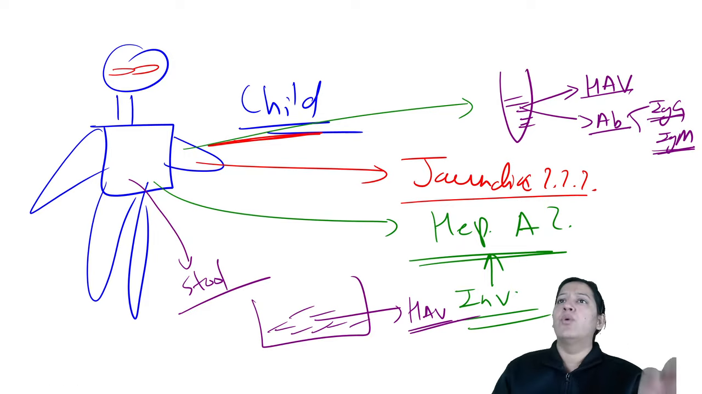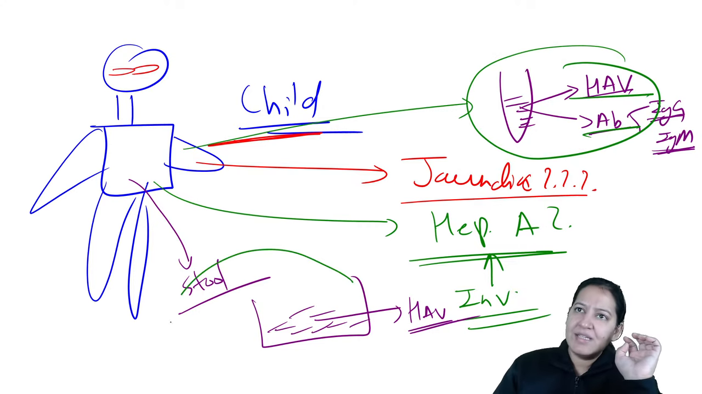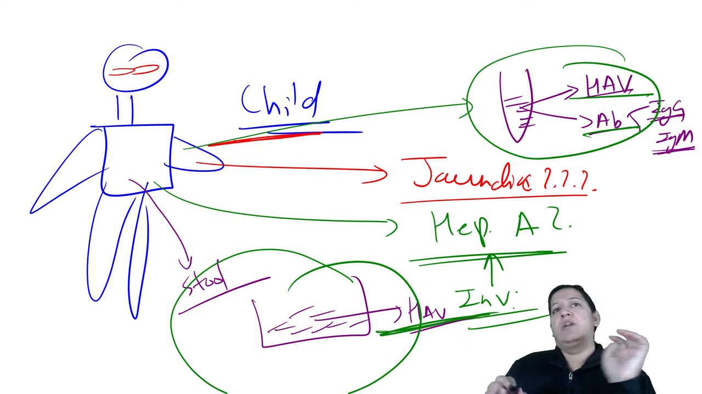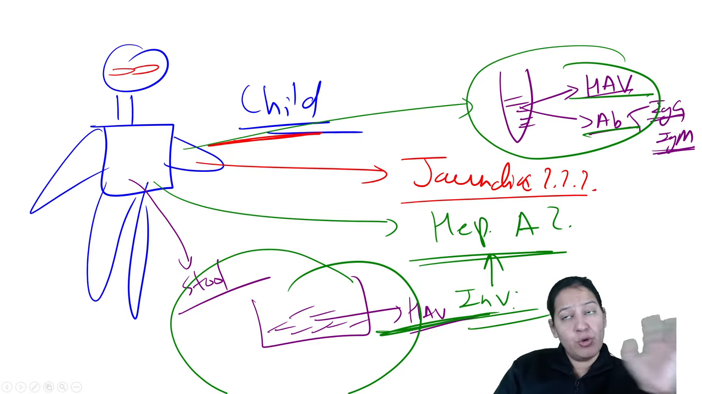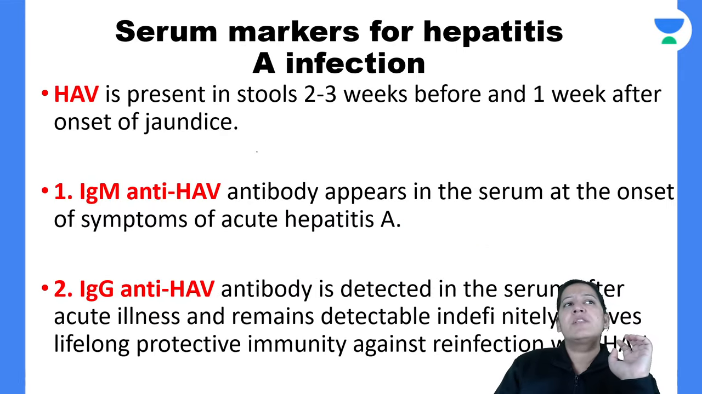They are in front of you. You can test the blood for antigen as well as antibody, and you can test the stool only for antigen, not for antibody. That is the test you can perform for confirming your diagnosis. So these are known as markers of hepatitis A. So what are the markers of hepatitis A?